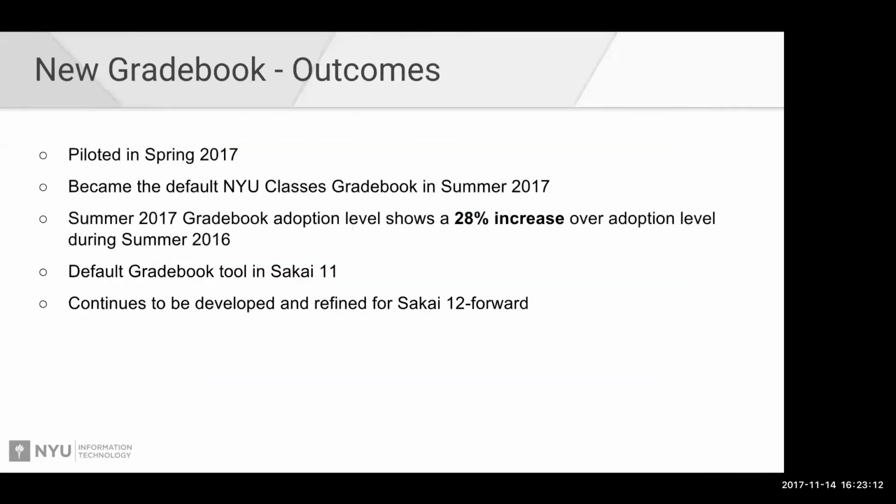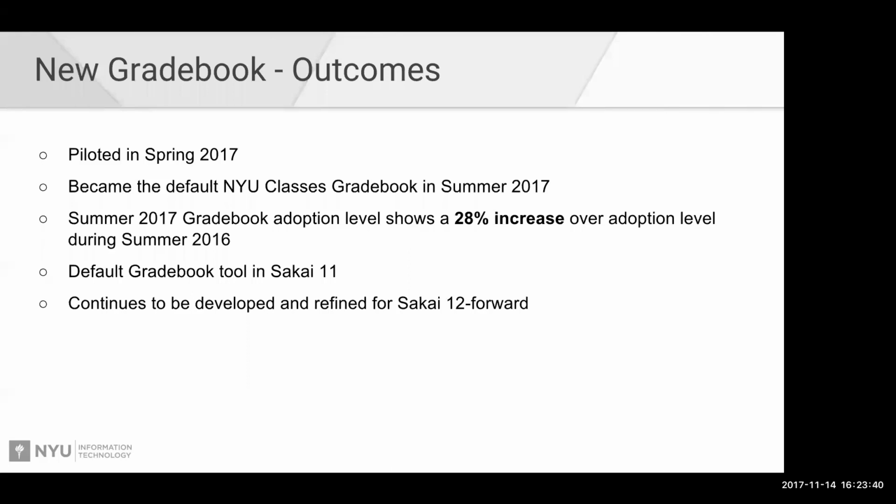So, outcomes with the Gradebook project. We piloted it locally at NYU in spring of 2017, although it has been the default gradebook in Sakai 11. It is now the default gradebook at NYU as of summer 2017. And the summer 2017 gradebook adoption levels show that there's a 28% increase over adoption levels during summer 2016. So people are interested in this new tool.